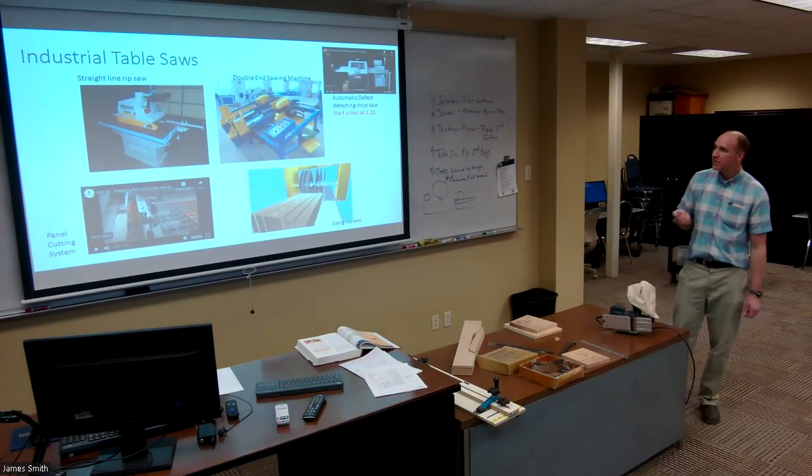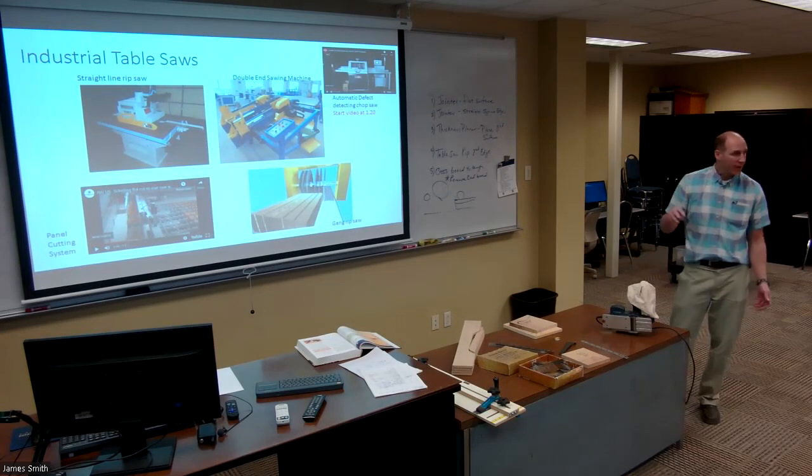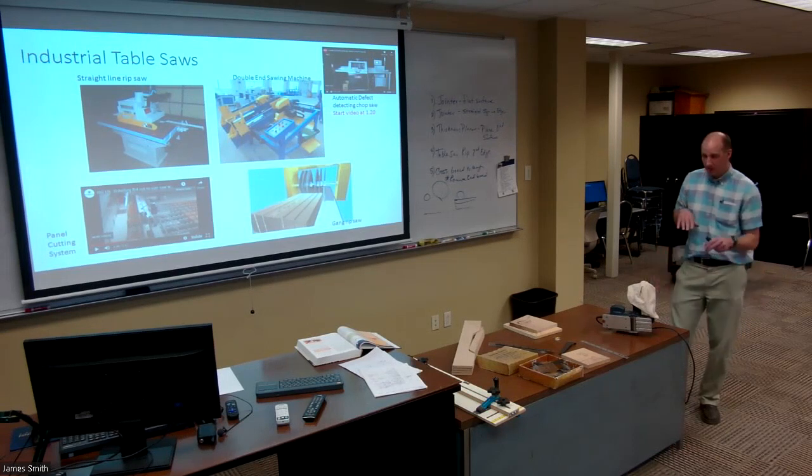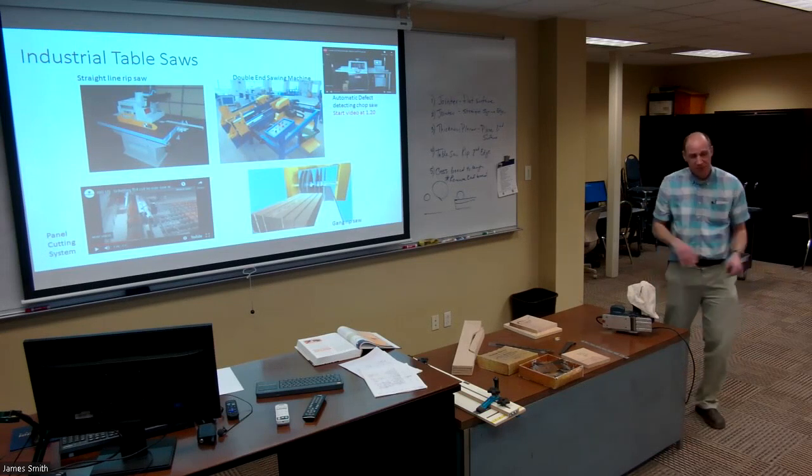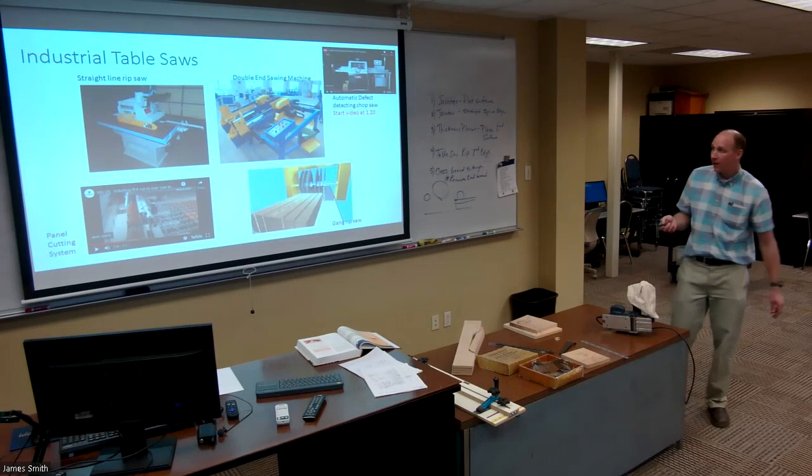Just some pictures of some different industrial table saws. And this is a straight line rip saw. Again, this is what they'll have at a lot of the mills that are doing rough sawn lumber, and when customers come and say, I don't have a jointer, I'd like to buy these boards with a straight edge, they just send them through, and it has an automatic feed, and it's going to feed those boards in there in a straight line, and that's going to rip a nice straight edge.